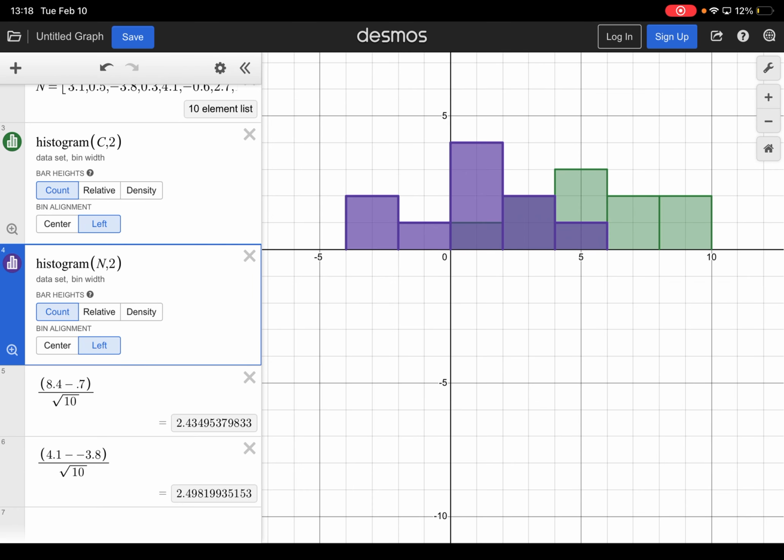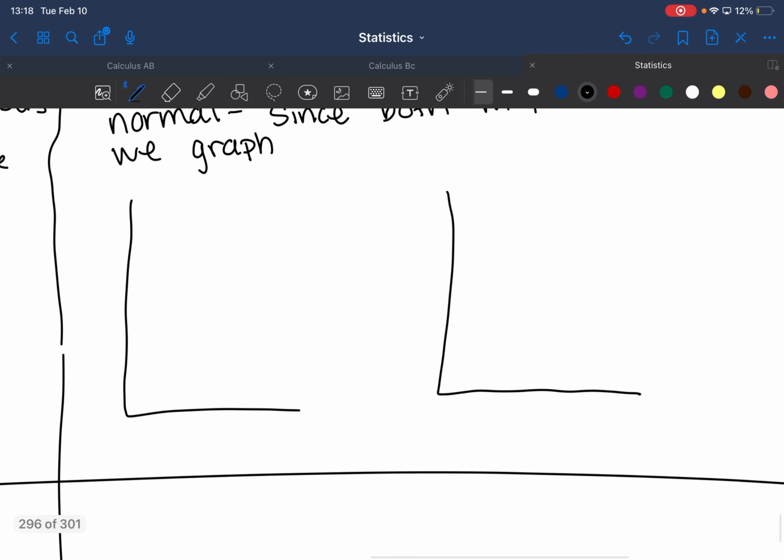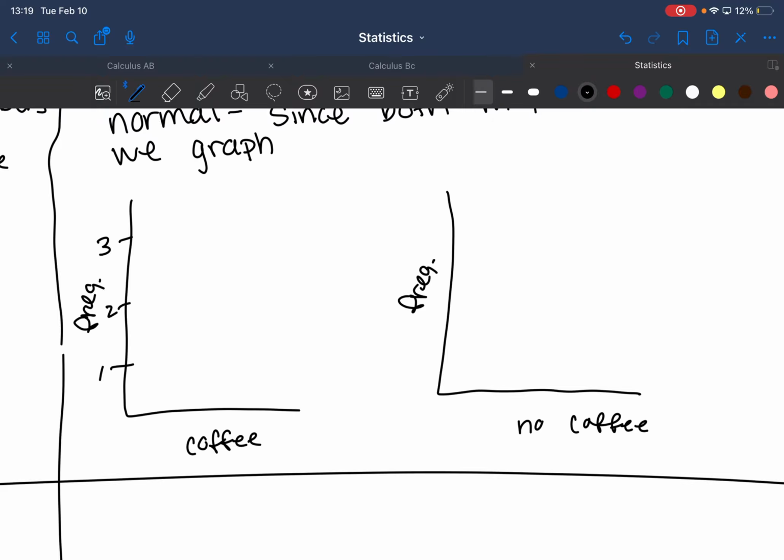Once you have both of them up there, you can actually click on the picture next to your histogram to hide one. So you can draw it and then go back and hide the other, draw the other one. So I'm going to take that and I'm going to draw my graphs here. Remember, it doesn't need to be precise, but you need to make sure you label everything. So I have my coffee and my no coffee. And then I have frequency. Your Y is always your frequency. And then how you decide to scale it is up to you. I would just copy what Desmos says.